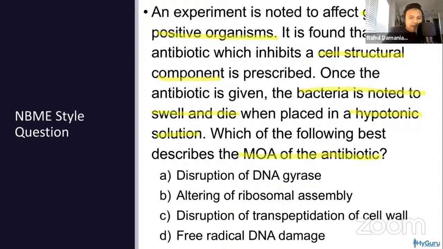A, disruption of DNA gyrase. B, altering of ribosomal assembly. C, disruption of transpeptidation of cell wall. Or D, free radical DNA damage. Go ahead and put this into the chat. And these are one of those experimental questions, which are going to be very high yield for the USMLE. All right, I'm seeing a lot of C within the chat box, and you're absolutely correct.